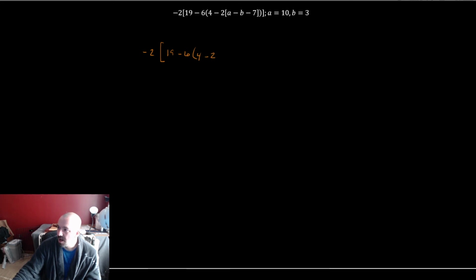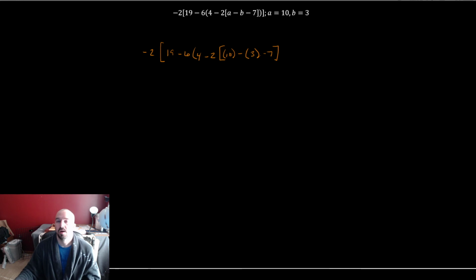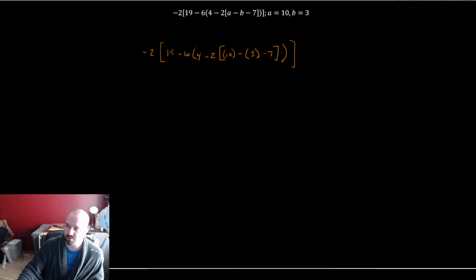Minus 2. Now, when we go into the A's and the B's, A is 10, so we put that in as parentheses 10 and minus. B is 3, minus 7. I know somebody's going to be like, you don't need the parentheses. In this example, you don't need the parentheses, but later on you will, and so that's why we always do it. That way we never change. Because war never changes.